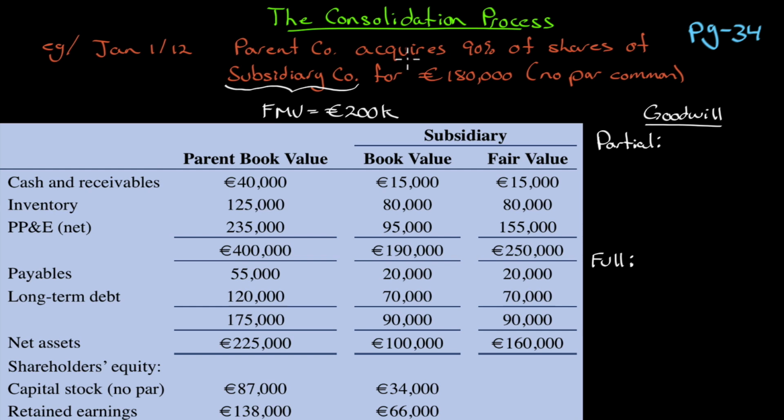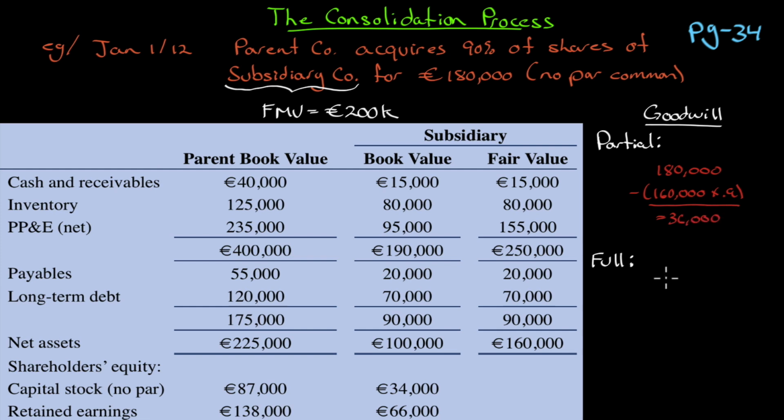So again, that's our scenario. Parent company acquired 90% of the shares for 180,000 euros. So it implies 200,000 for subsidiary company as a whole. So what is our partial goodwill? What is our full goodwill? Well, partial, remember, we're just dealing with how much did we pay. We paid 180,000, and we bought 90% of the company. So what's the fair value of the net assets? 160,000. So 90%, 160,000 times 0.9. So it's 180,000 minus that, and we'll get 36,000.